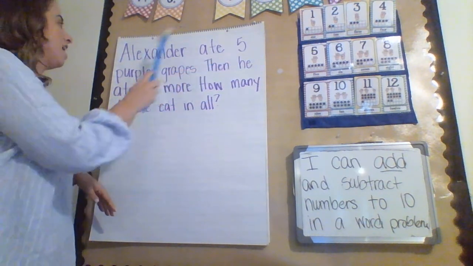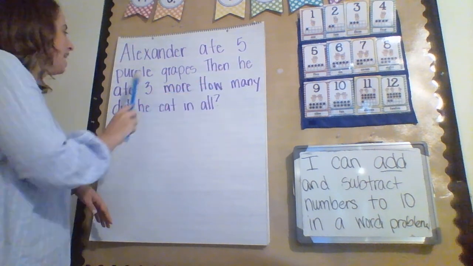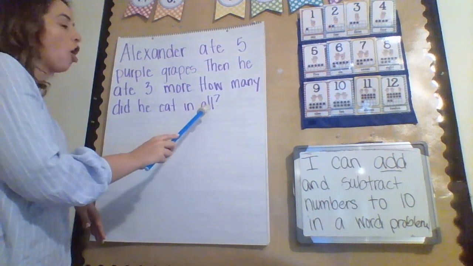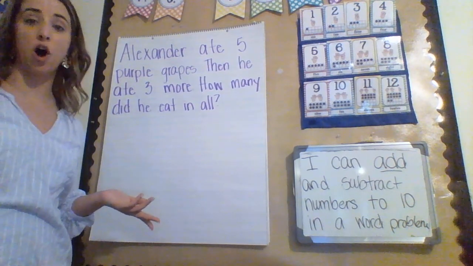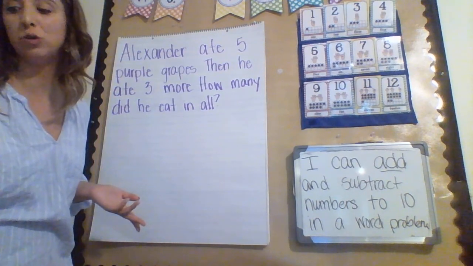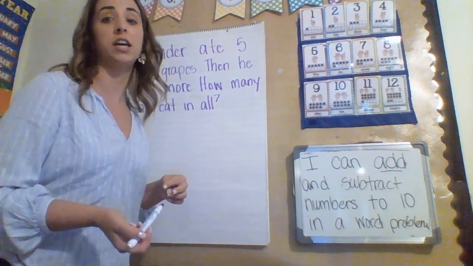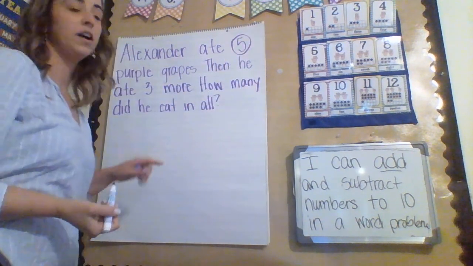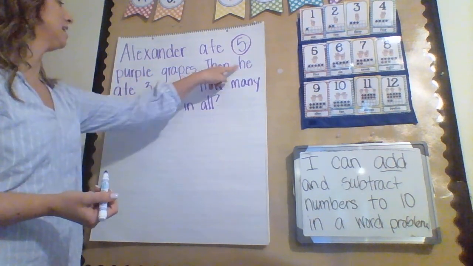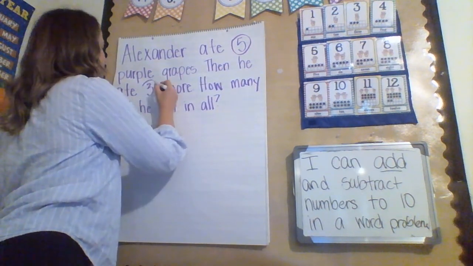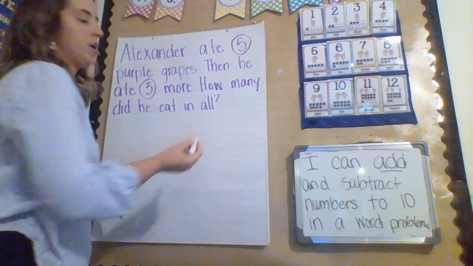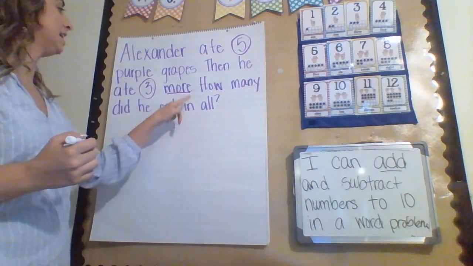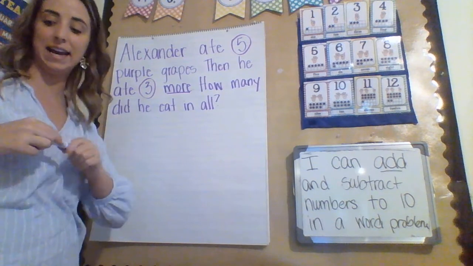Alexander ate 5 purple grapes. Then he ate 3 more. How many did he eat in all? So the first thing we're going to do is circle the numbers and underline our keyword. I see Alexander ate 5, so I'm going to circle the number 5. Purple grapes. Then he ate 3. I'm going to circle the number 3. More. So I'm going to underline my word more. How many did he eat in all?